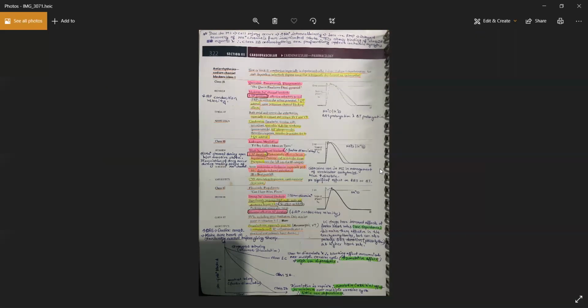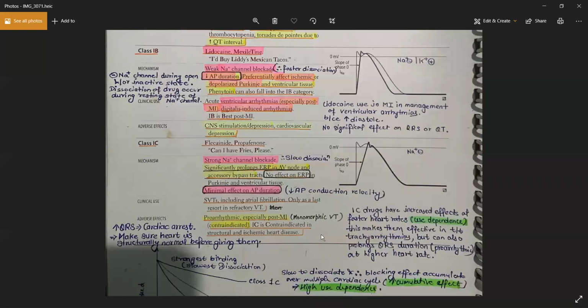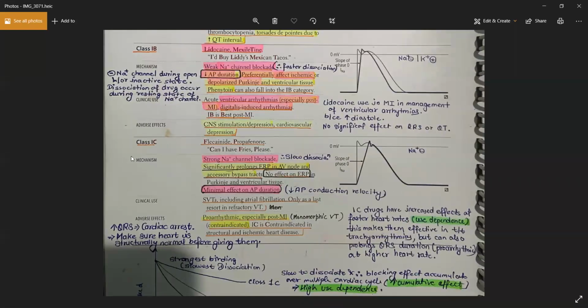Can you repeat the use dependence? See, for use dependence, the effect of the drug is increased at a very high heart rate. Whenever the patient is exercising, walking, or doing any cardiac activity, or is having an arrhythmic episode, only then do these drugs become functional. They are not functional at normal heart rates. They are functional only at higher heart rates.